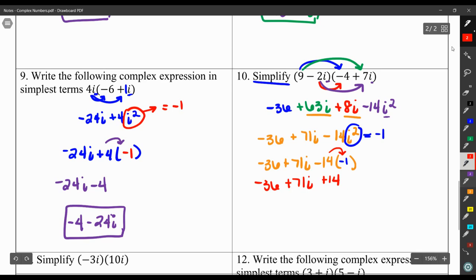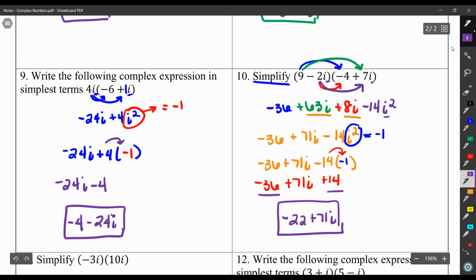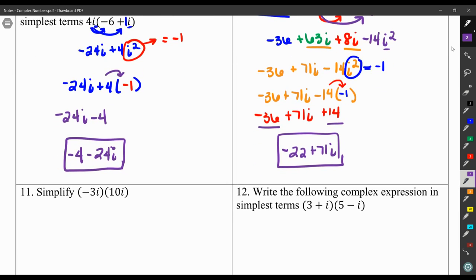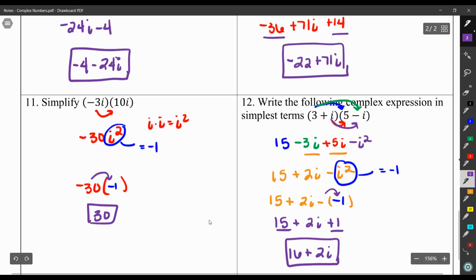And then we can see maybe I can combine something else. And I see that, wait, look, this has no i and neither does this one. And so negative 36 plus 14 makes negative 22 plus 71i. This is the simplest that the expression above for number 10 will go because I can't combine 22 and 71i. Pause the video, try numbers 11 and 12. And here's what you should have had for your answers for 11 and 12.